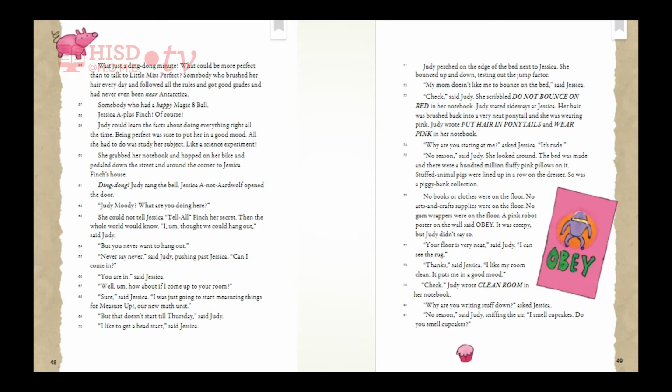"Your floor is very neat," said Judy. "I can see the rug." "Thanks," said Jessica. "I like my room clean. It puts me in a good mood." "Check." Judy wrote "clean room" in her notebook. "Why are you writing stuff down?" asked Jessica. "No reason," said Judy, sniffing the air. "I smell cupcakes. Do you smell cupcakes?"